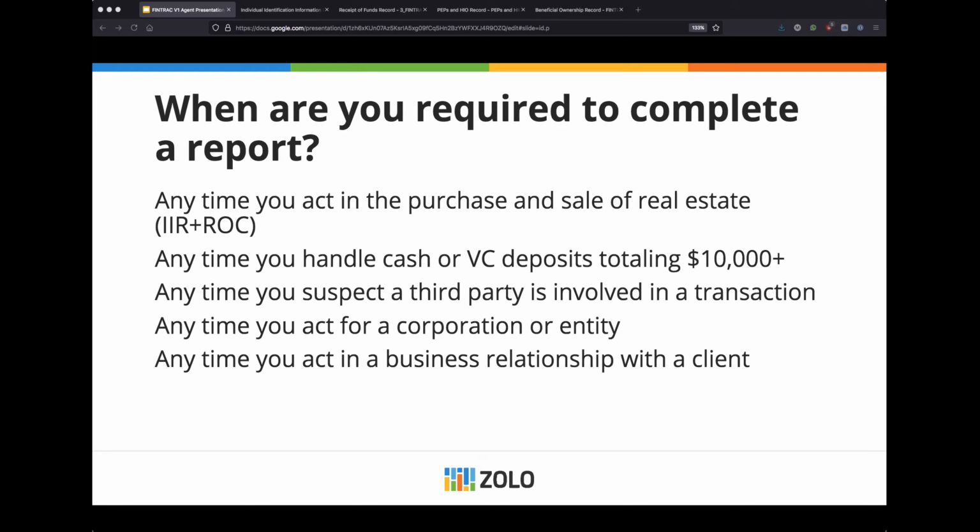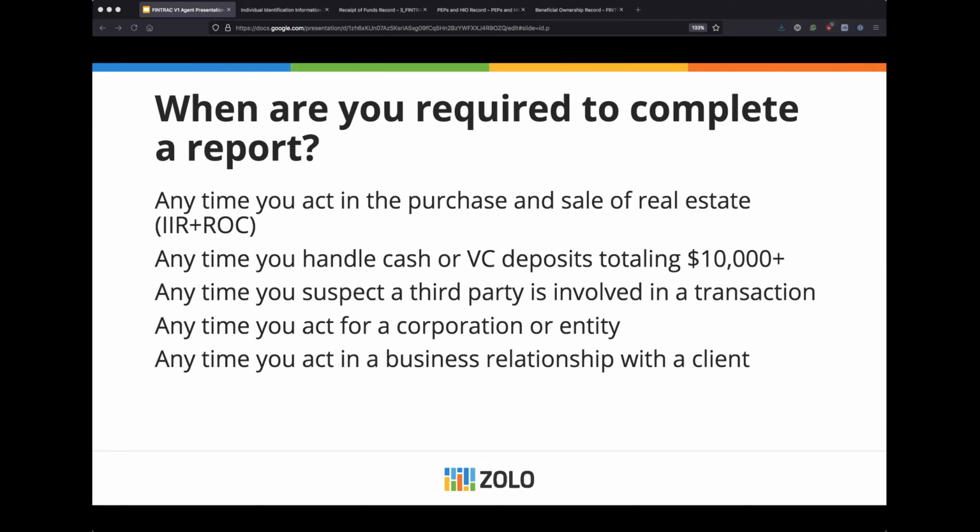Anytime you handle cash or virtual currency deposits totaling $10,000 or more, a large transaction record has to be completed by me. So if you do anticipate your client coming into the office with cash or virtual currency deposits, please escalate this to fintrac@zolo.ca.